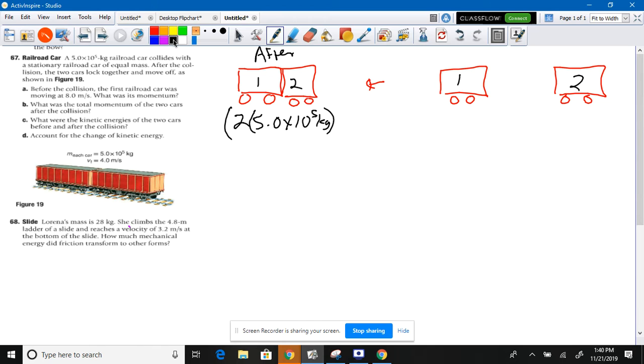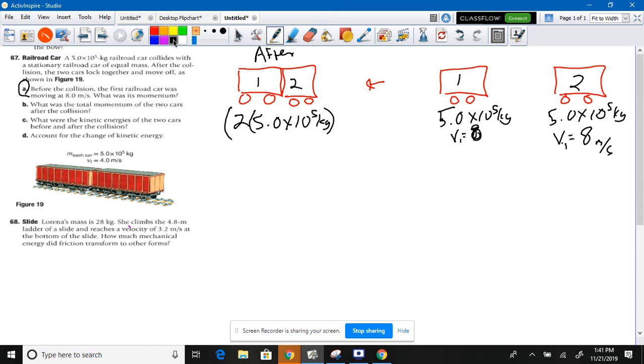Okay, and after the collision, they lock together and move off. Before, over here, again, they have the mass of 5.0 times 10 to the 5th. This one is at rest, so velocity initial is 0. This one has the same mass, 5.0 times 10 to the 5th kilograms. And what was the initial? Before the collision, the first railroad car was moving at 8 meters per second. We'll make this one 8 just because it said first. This one's 0, this one's 8. Doesn't matter.